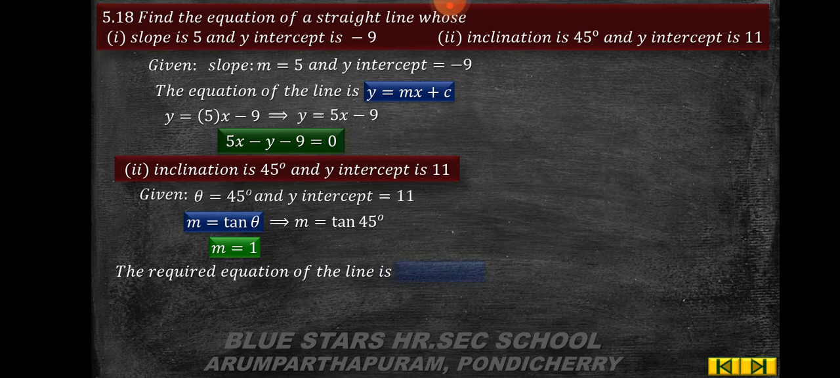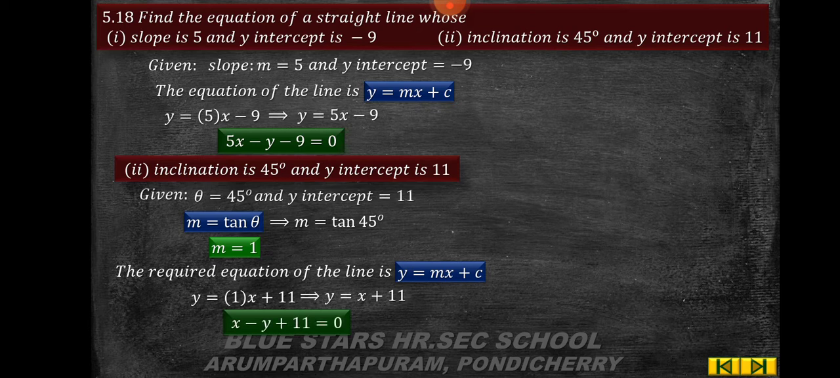So the required equation of the line is y is equal to mx plus c. So y is equal to 1 into x plus 11. You have to form the equation. So y is equal to 1 into x is x plus 11. So x minus y plus 11 is equal to 0. You just take y to the right hand side, you get the equation x minus y plus 11 is equal to 0.